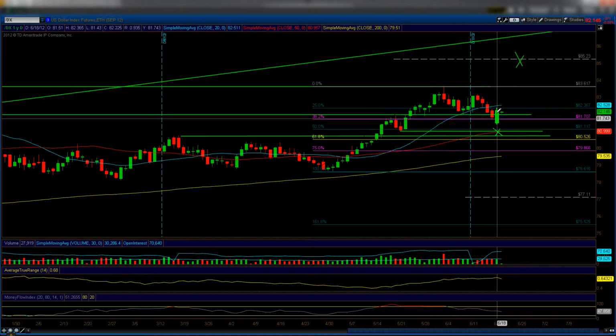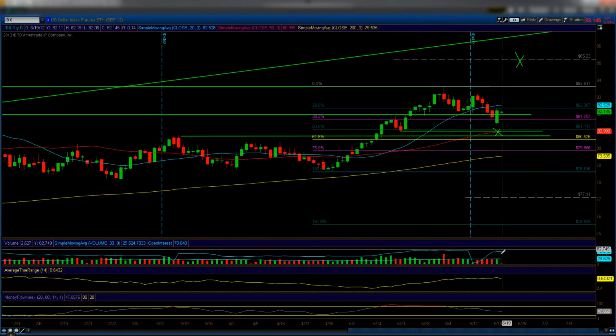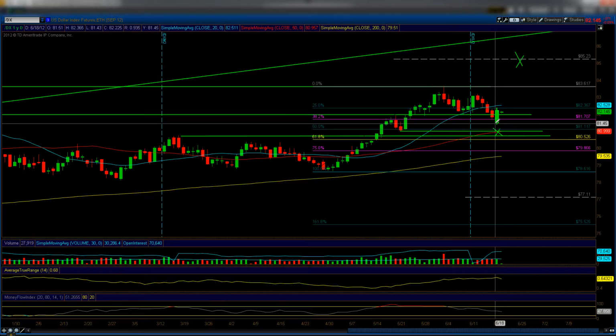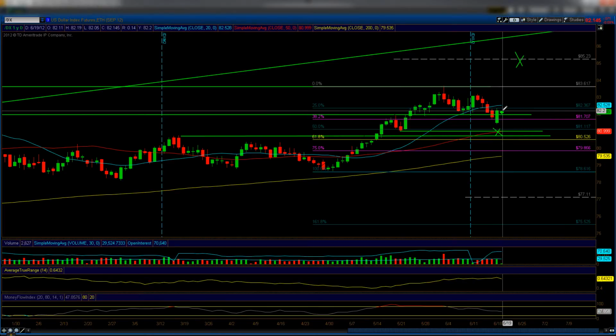We came close to it before reversing, and this reversal candle is somewhat of a piercing pattern, because it's a down move, and then the candle opened from the bottom and closed above 50% of the previous day's candle. This little candle here is after hours trading, so don't pay much attention to that.